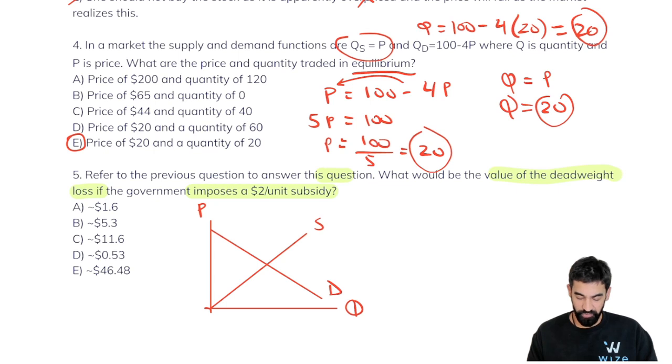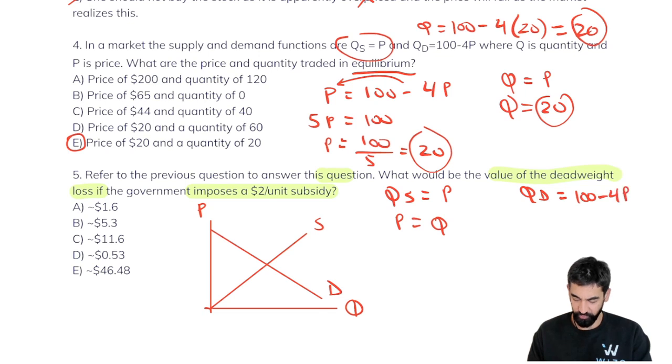So to solve for tax or subsidy, you should write it the other way. There are 2 ways to do it, but the way we learned it, the equation should be in the form of P equals something Q. So if I want to rearrange the supply curve, if it's QS equals P, that means P is just equal to Q if you just write it the other way. And how would I rewrite the demand equation? QD equals 100 minus 4P. If I want to write it in the form of P equals something, I would bring negative 4P to the left.